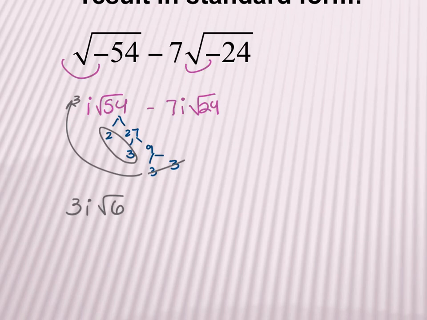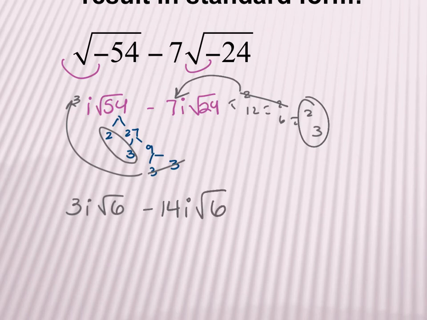So there, when I broke 54 down, I got 2, 3, 3, 3. So the two 3s go to the outside. For 24, you can break it down: 2 and 12, 2 and 6, 2 and 3. Again, I have a duplicate number. The 2 goes to the outside, but it's going to get multiplied by the 7 that's there. So minus 14i. The 2 and 3 stay underneath, multiplied, root 6.